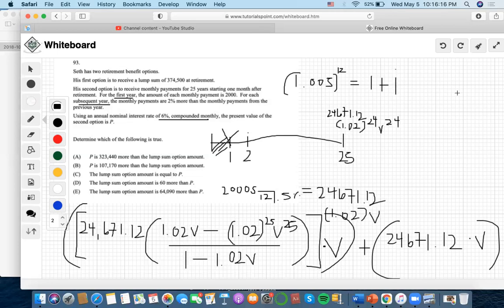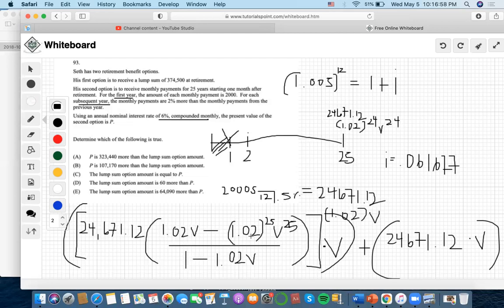So we're going to do 1.005 to the 12, and then minus 1. And so we're going to find out that the interest rate is 0.061677. Now we're going to solve this. We're going to take this and discount all over here. So 1.061677 to the negative 1. So it's going to be 0.960744.